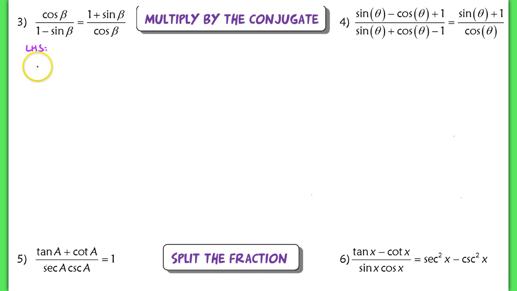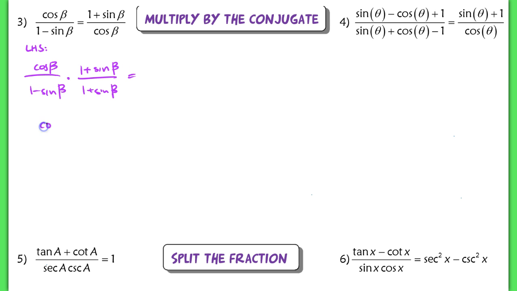So I take 1 minus sine beta, and I'm going to multiply by its conjugate, 1 plus sine beta. So 1 plus sine beta over 1 plus sine beta. And notice I'm only going to continue to work on the left-hand side here, so I don't want to manipulate anything on the right yet.